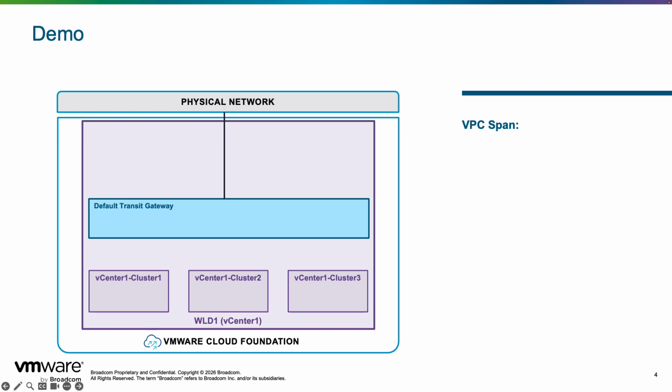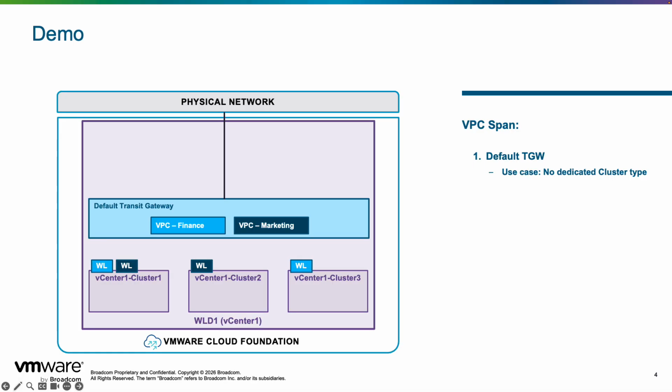This is a great fit for customers who do not want to lock down a specific vCenter cluster for just one type of workload. For example, when you deploy applications like finance and marketing on their own dedicated VPCs, those subnets are instantly accessible everywhere. This means you can seamlessly spin those workloads across any of the available clusters.